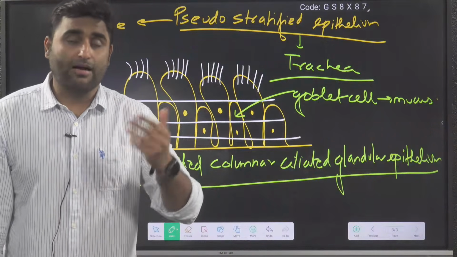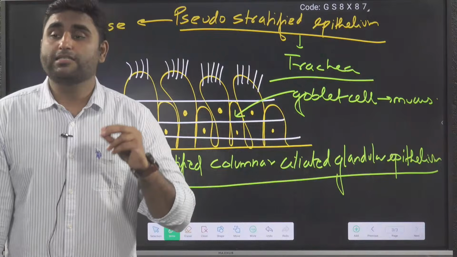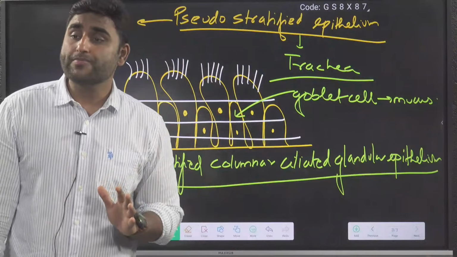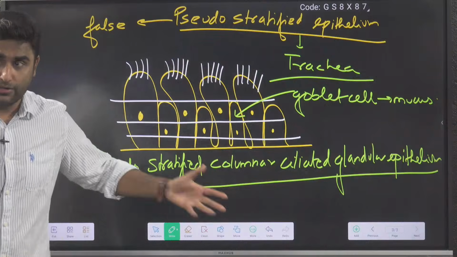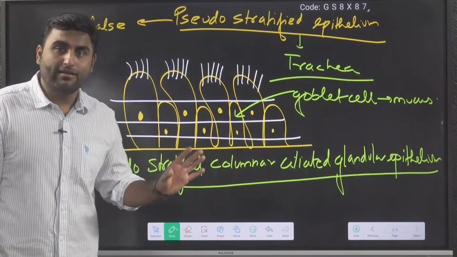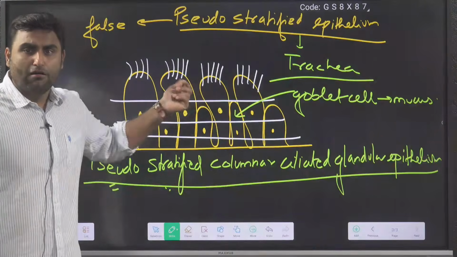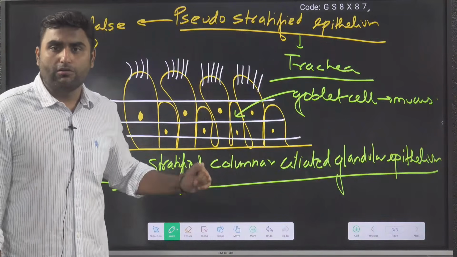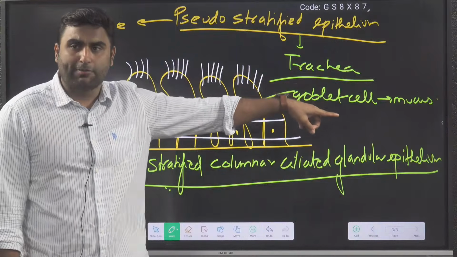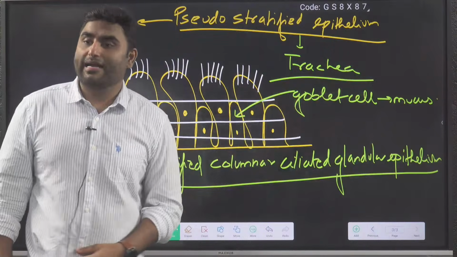Okay, sir, why are you telling us? Because it is a PYQ. Some rare questions are there. It might be asked to you, so you should know this PYQ. Are we clear? In the name, we are writing everything, all the characteristics: falsely appearing stratified, columnar cells, having cilia, glandular cells, goblet cells producing mucus. So we are writing everything.